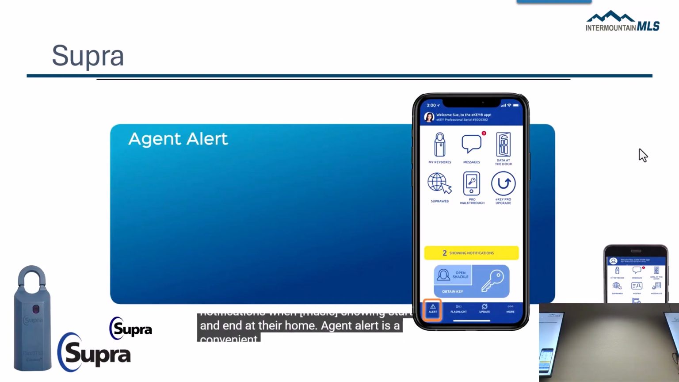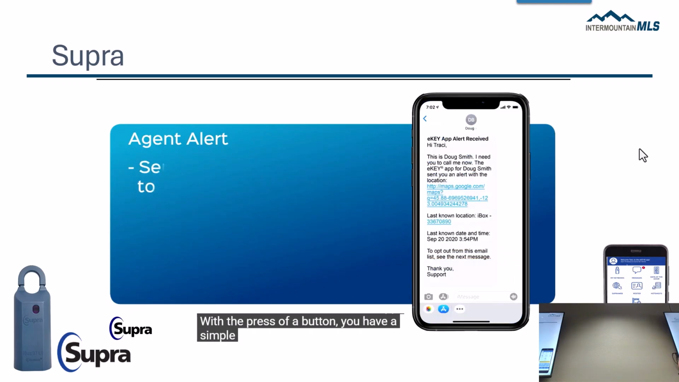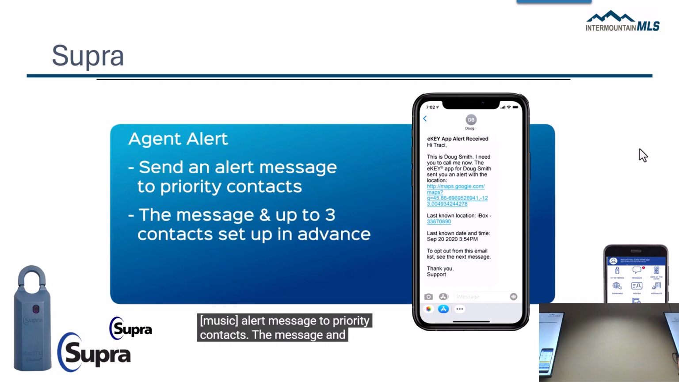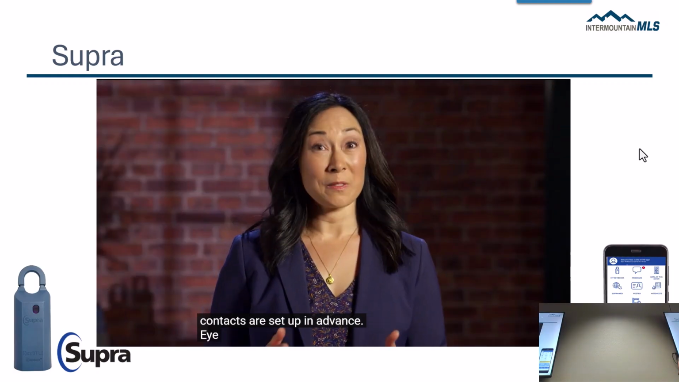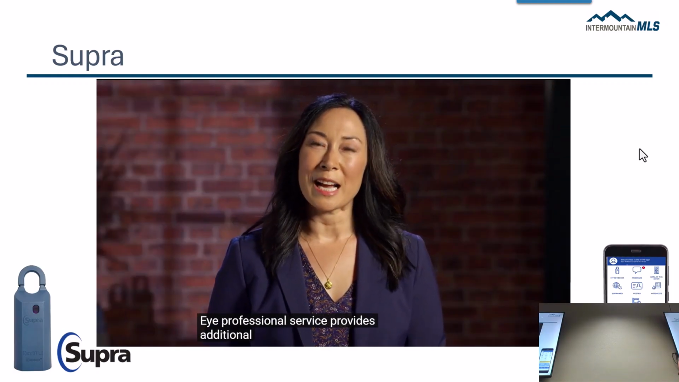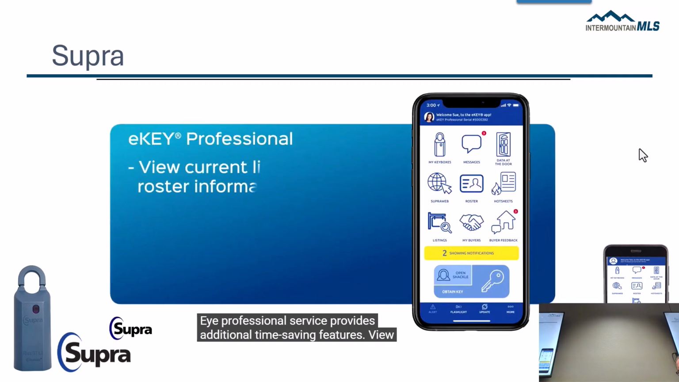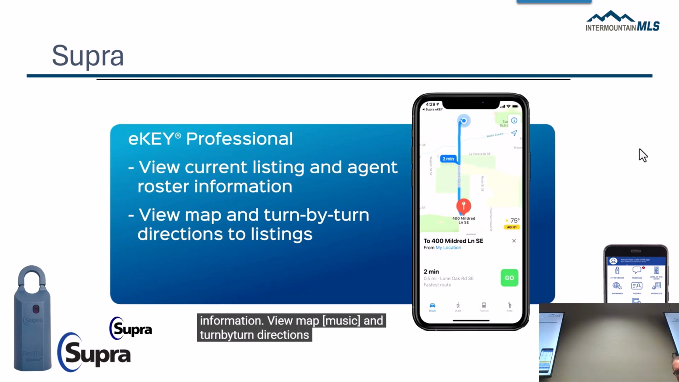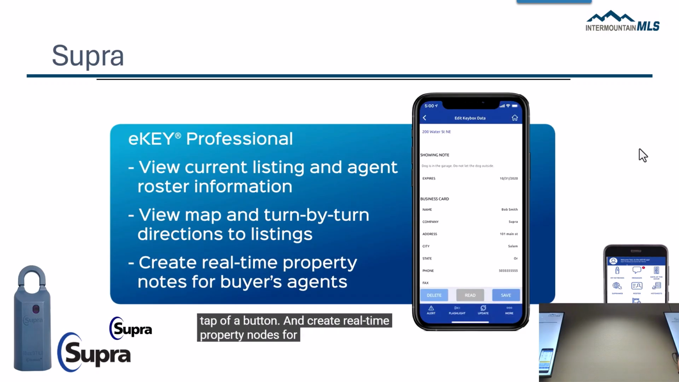Agent Alert is a convenient feature built into the eKey app. With the press of a button, you have a simple and discreet way to send an alert message to priority contacts. The message and up to 3 contacts are set up in advance. eKey Professional Service provides additional time-saving features. View current listings and agent roster information, view map and turn-by-turn directions to listings at the tap of a button, and create real-time property notes for buyers' agents to view when opening the keybox, all without leaving the eKey app.